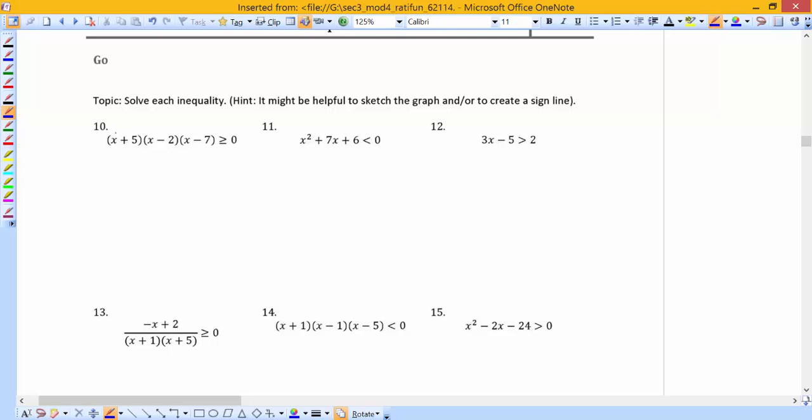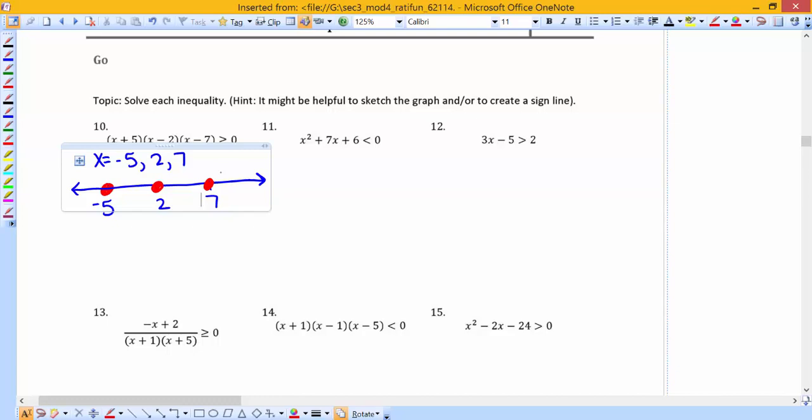So if we remember from the set, here x was -5, 2, and 7. Make a number line and test numbers. Here's -5, here's 2, here's 7. Because these are greater than or equal to, they're closed circles. Now you need to test numbers. And I'm not going to do all of the testing here because I'm going to save it for 13.